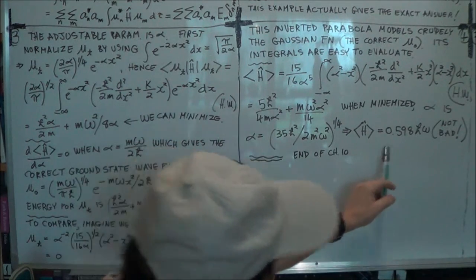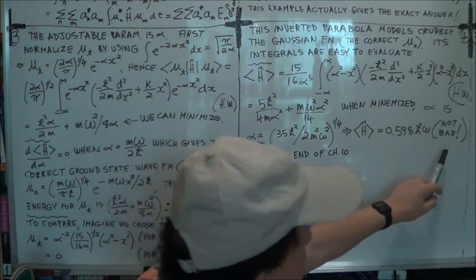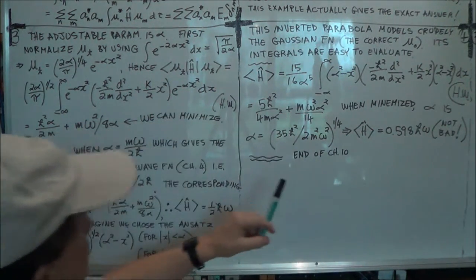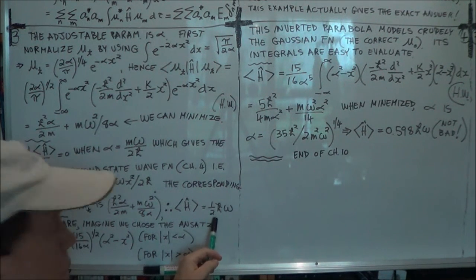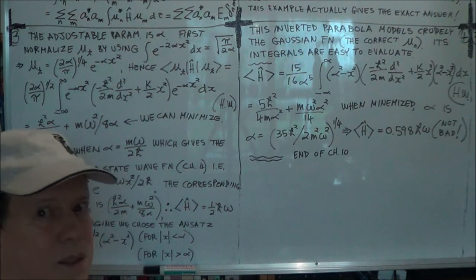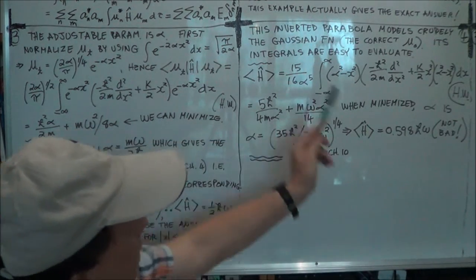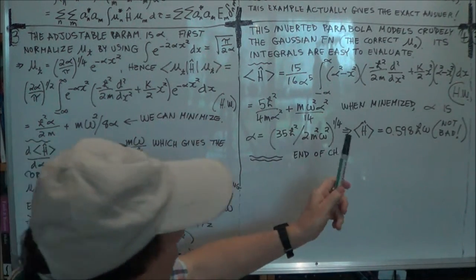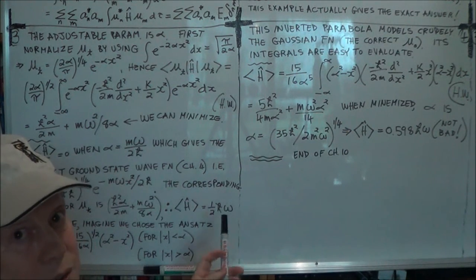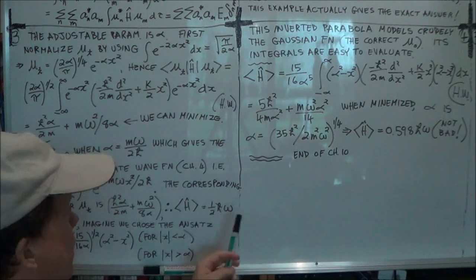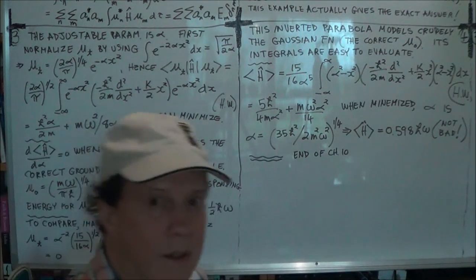And it works out. You all do this for homework, and you get about 0.6 h bar omega. So not bad, right? Because the perfect one, which here was 0.5 h bar omega. So it's about 20% off, right? It's not too bad. And just the second example, a different trial function, will inevitably give you something worse, because you can't get better than perfect. Right? That was perfect. So okay, now that's the end of chapter 10.